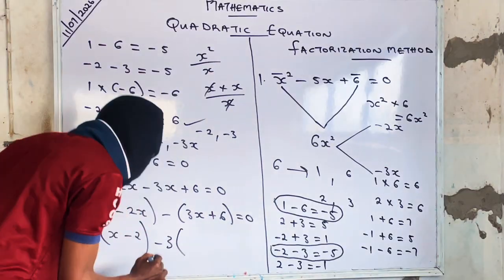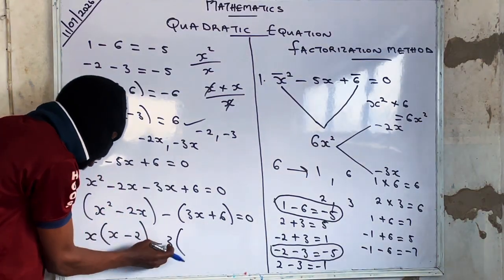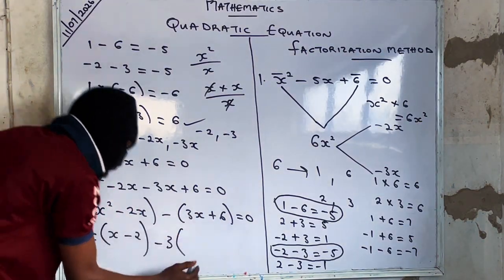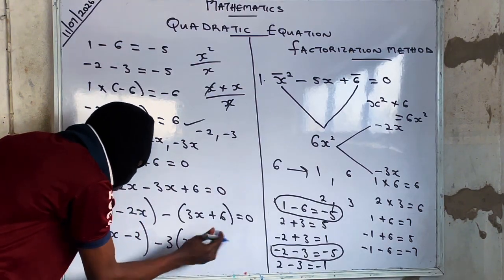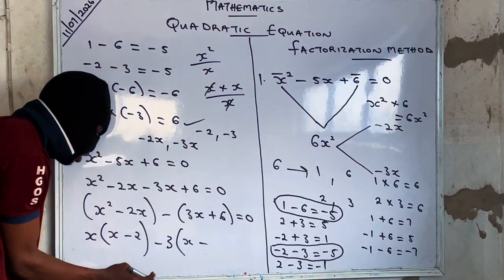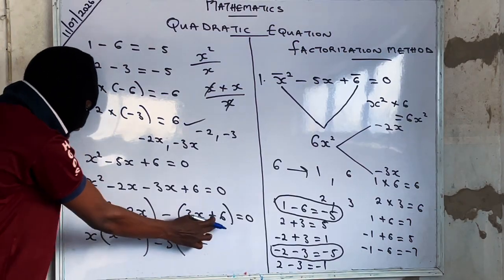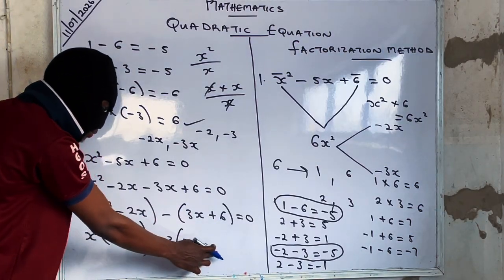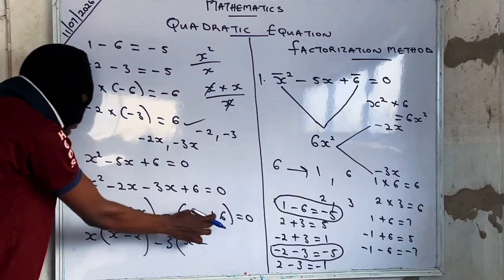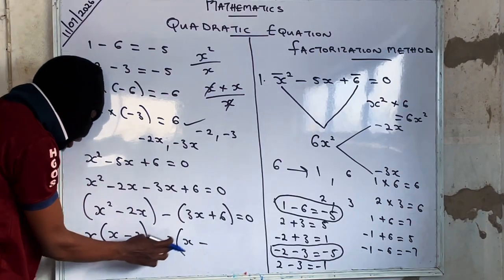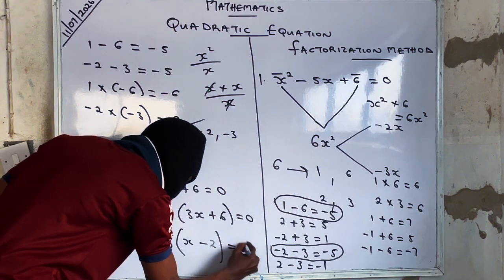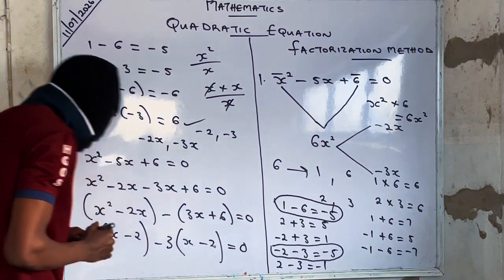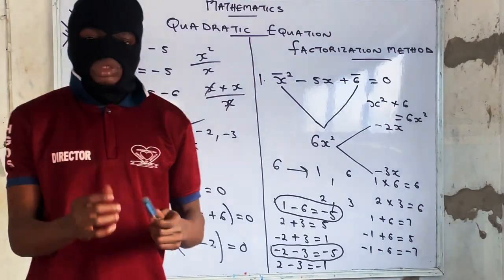You open your bracket. Now 3 in 3x. If 3 cancels 3x, you know what? x, minus. How do we get minus? Because of this minus times plus here will give you minus. Don't forget that. Minus times plus will give you minus. Then 3 in 6 will give you 2. Then equals to 0.